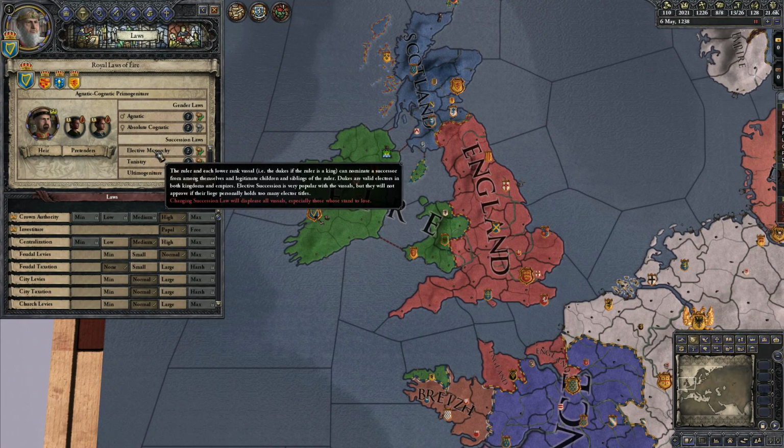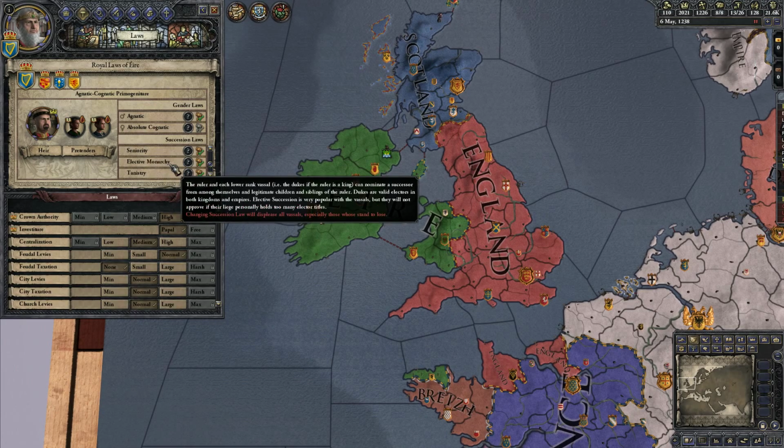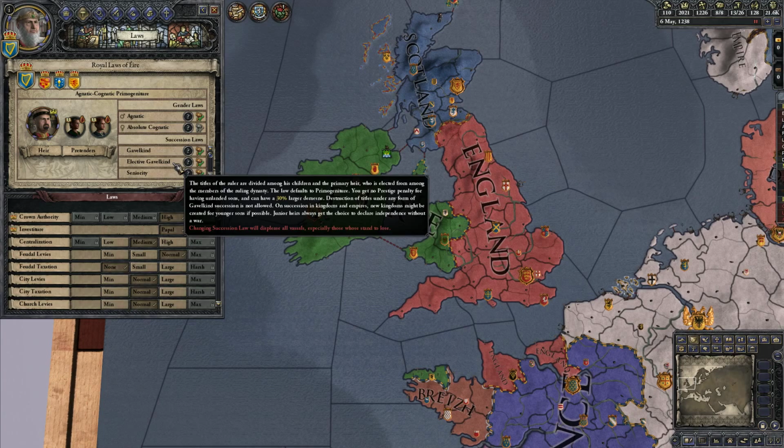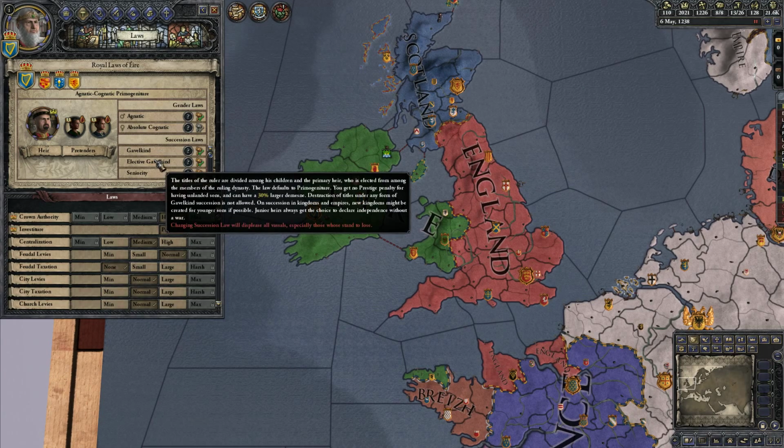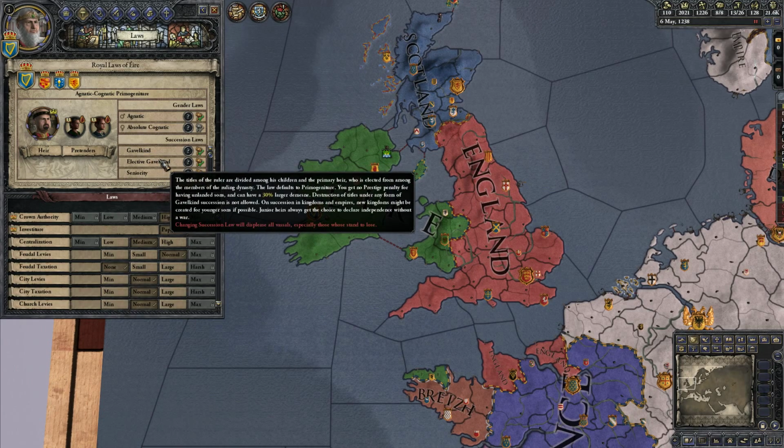Elective monarchy is, well, the ruler and each lower rank can nominate a successor from among themselves and the legitimate children and siblings of the ruler. So yeah, that's what elective monarchy does. I mean, it's also sort of useful. I don't understand what the difference is between... What's elective gavelkind?